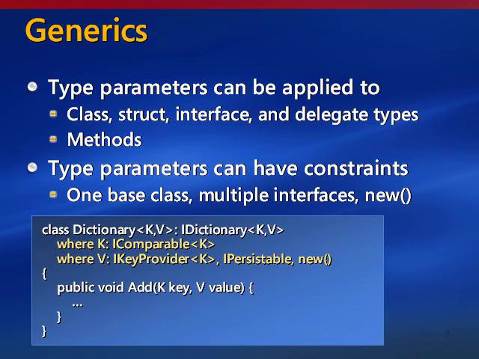Just to show you the power of constraints you can write, I tried to make my constraints on my dictionary here arbitrarily complicated. So here's class Dictionary of K comma V that implements IDictionary of K comma V. And then I say K must implement IComparable of K. So keys must be able to compare themselves to themselves. And then V must implement IKeyProvider of K. So from values I must be able to extract keys. And also IPersistable and new and so forth. And typically you would not write this many constraints, but it does show that you can actually be pretty expressive.